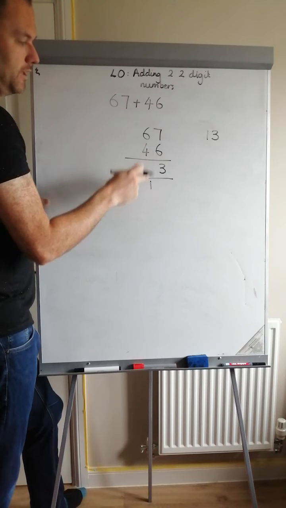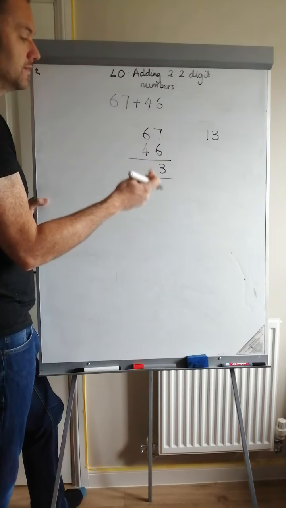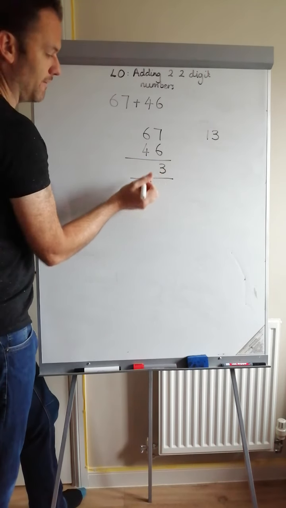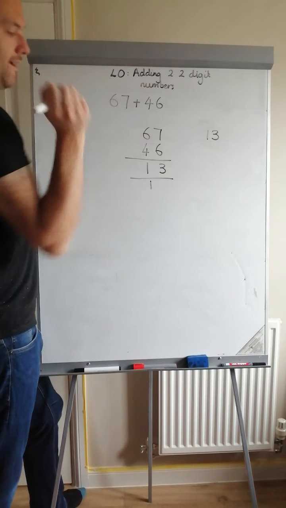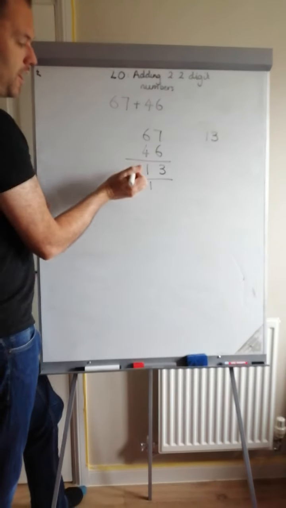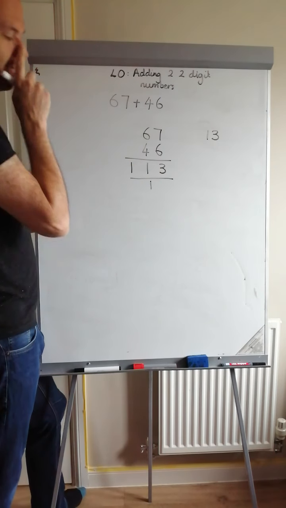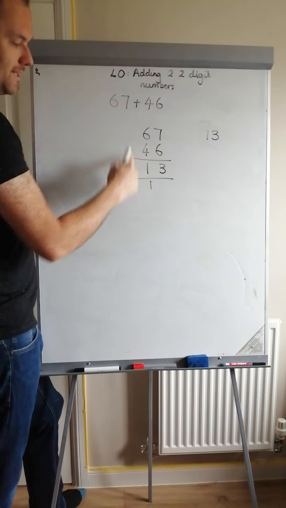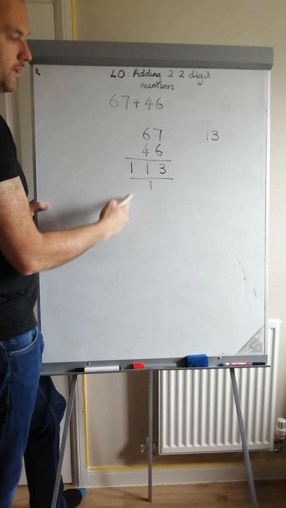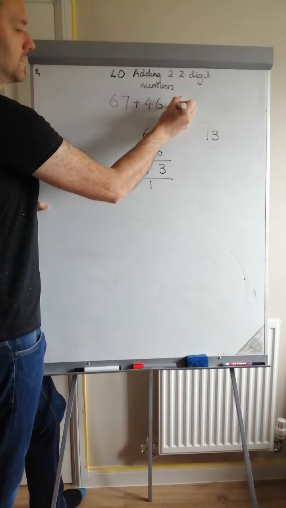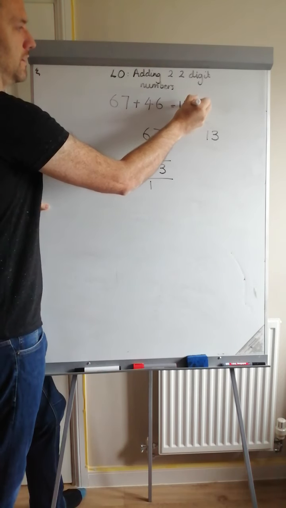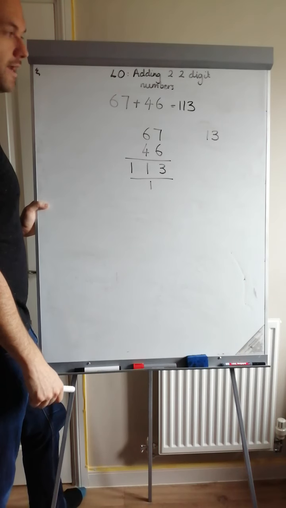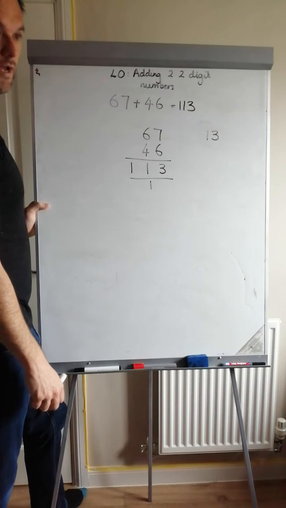6, add 4, add 1. Right, 6 add 4, number bonds, 10. Add another one is 11. So 11, we put the 1 there. And actually we've got 100 now. So we put that there. So 11, you just put in. You need to make sure that it's in a different column though. So 67 add 46 equals 113.